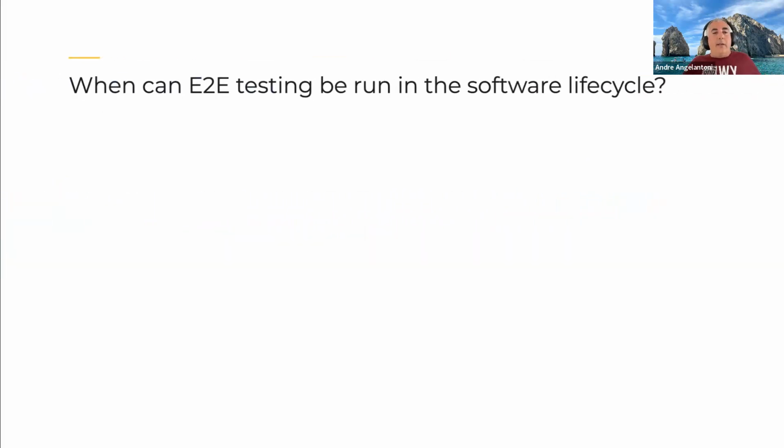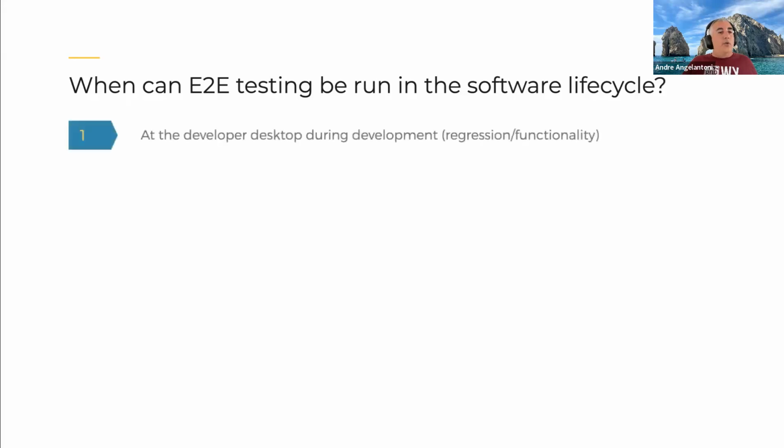So when can end-to-end testing be run in the software lifecycle? This is not exhaustive, but these are the areas that you're going to probably want to look at first. And you're going to pick them according to where your team is in its implementation of automated testing. So these are not in any particular order, but you do want to look at, obviously, the developer desktop during development. If they're adding a new feature, they want to be able to run tests before they submit their code, to make sure that when they actually put in a PR or a merge request, it's actually going to run. So you want all the developers to be able to run tests.